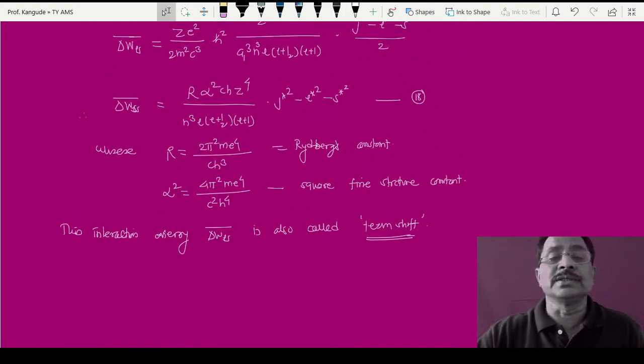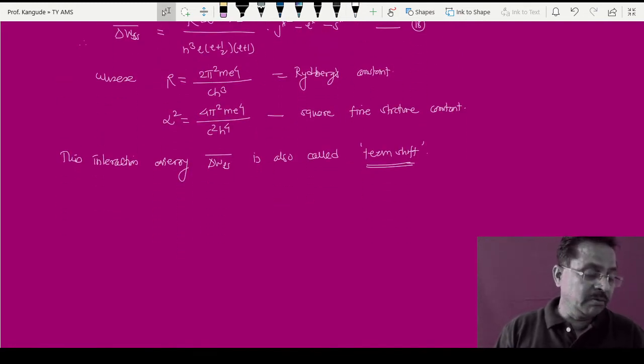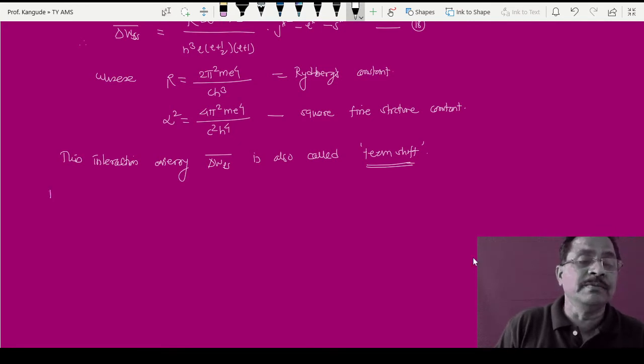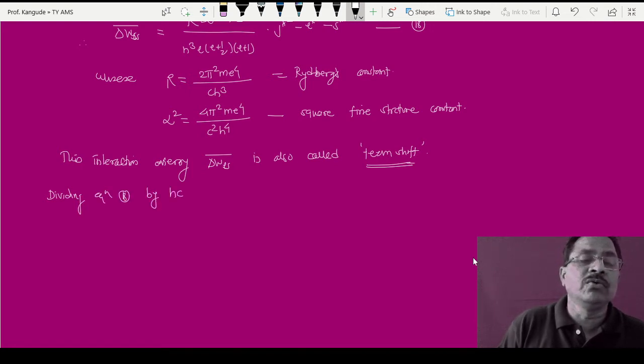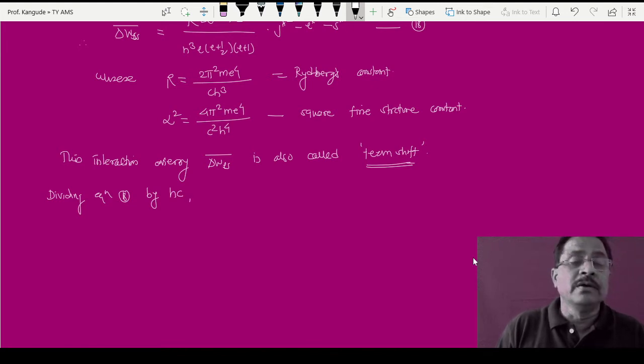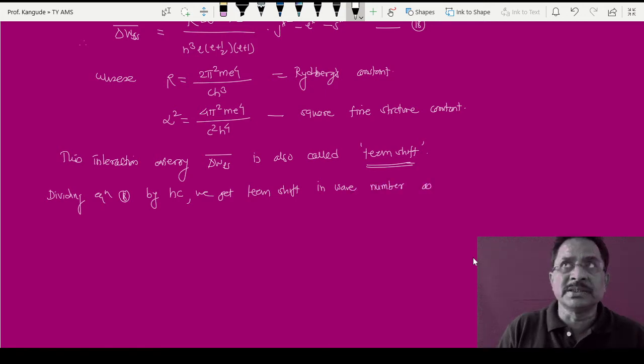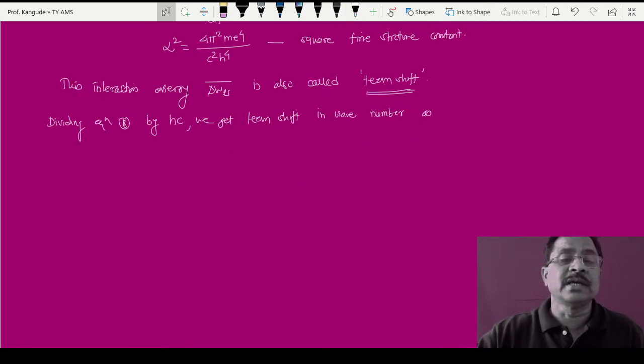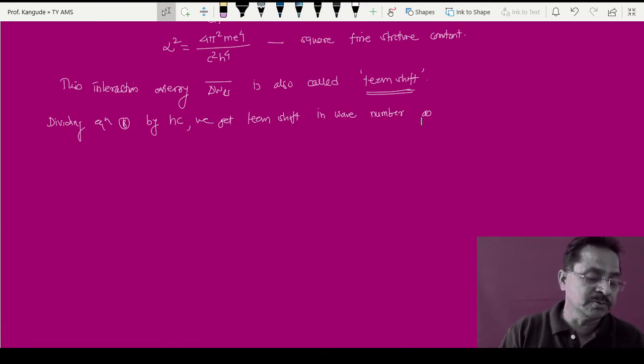Actually I have given this equation number 18. Now dividing equation 18 by the product hc, Planck's constant into velocity of light, we get the term shift in wave numbers. Wave number is the reciprocal of the wavelength, so we get this entire thing in terms of the reciprocal of wavelength, or in terms of wave numbers.